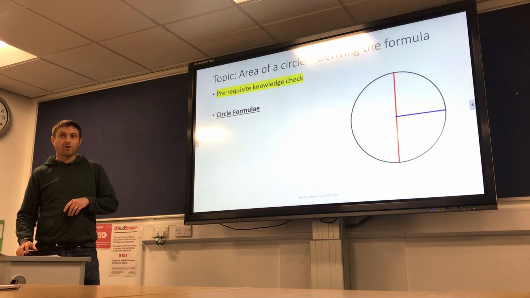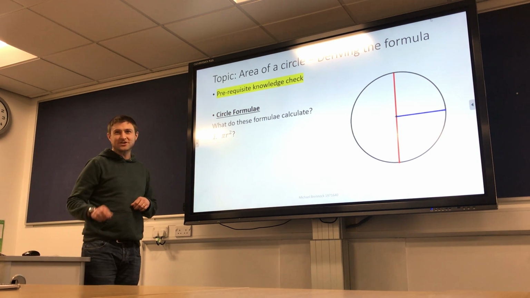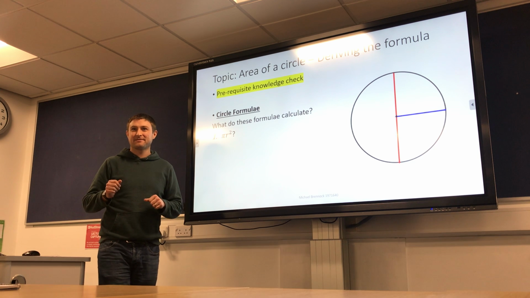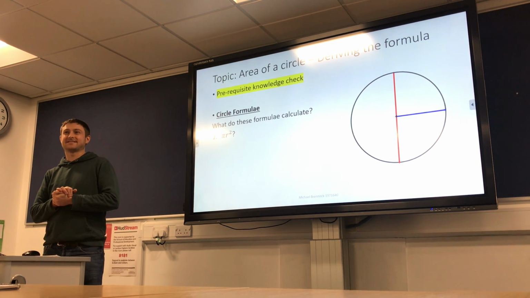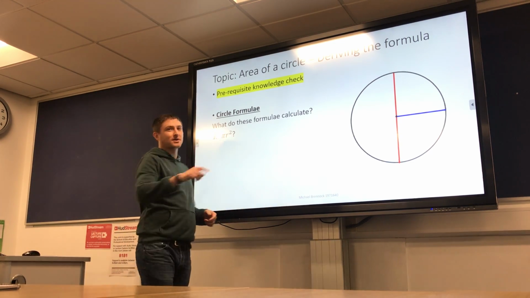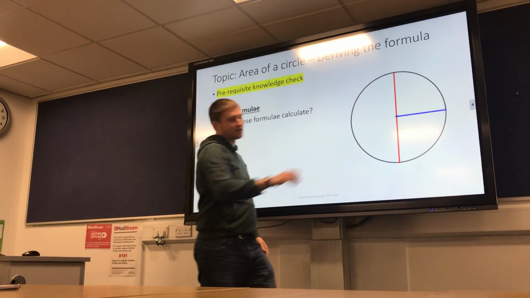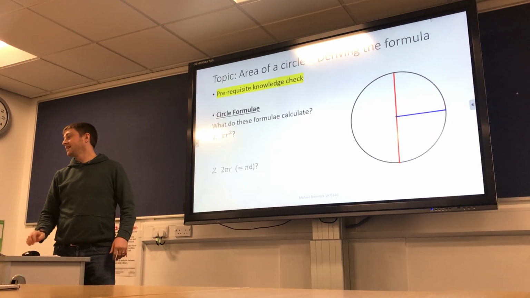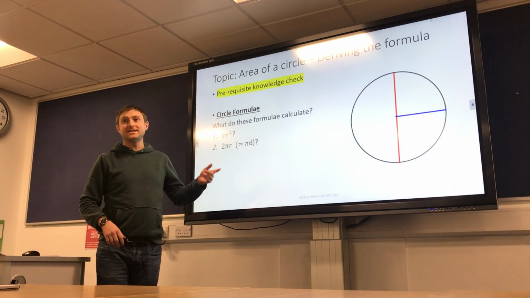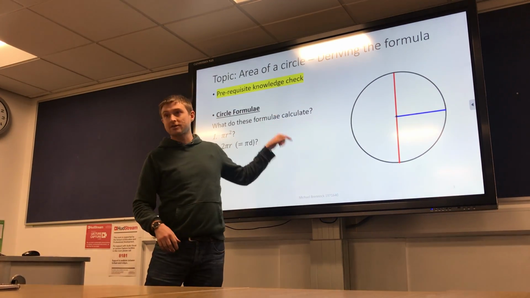So, circle formulae. What do these ones calculate? Pi r squared? The area, right? So pi r squared is the area of the circle. And the other one we need to know is 2 pi r, or pi d, which is the circumference.